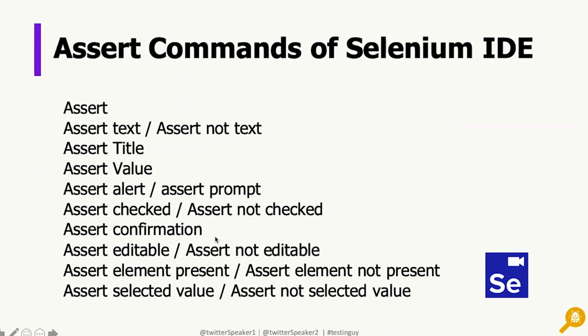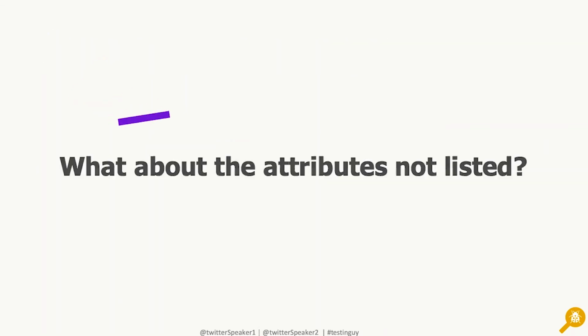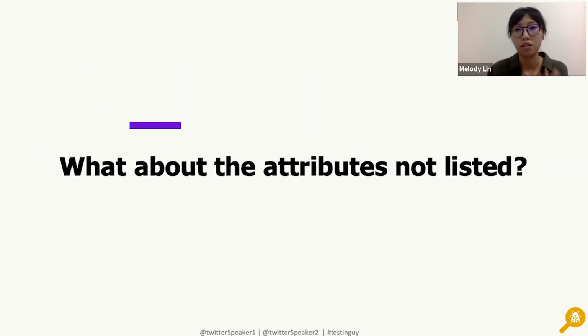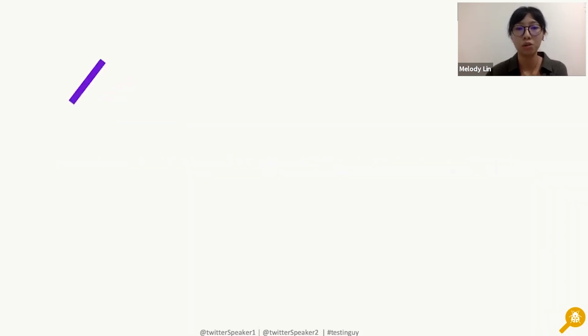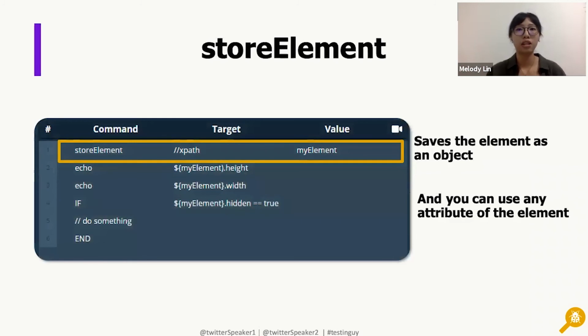But throughout the years, we have received some requests demanding that they want to verify some attributes other than the ones listed here, because those listed there are a little bit limited, and for the purpose of your website, we don't know what attributes exactly you want to test. So there is a new command that we call store element, and this command can store the element object as a variable, and then we can make verifications to the element by logging its attributes in the console.